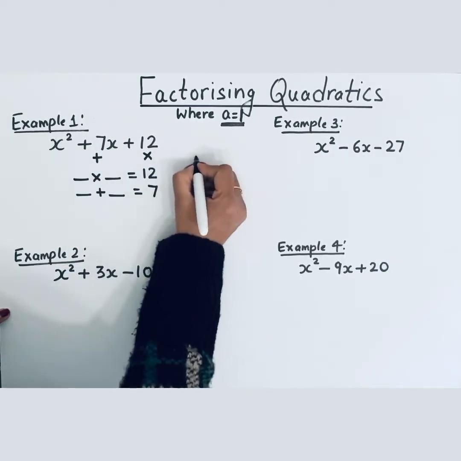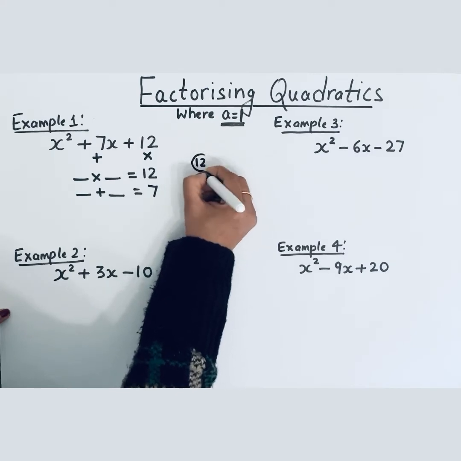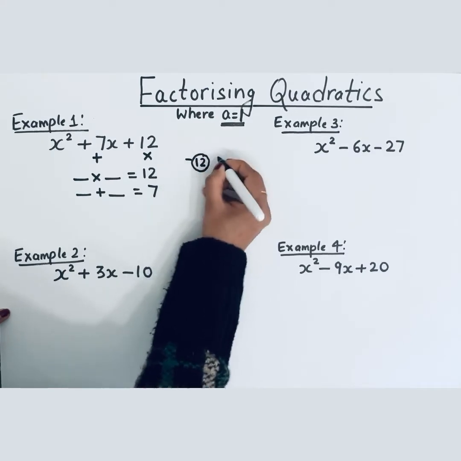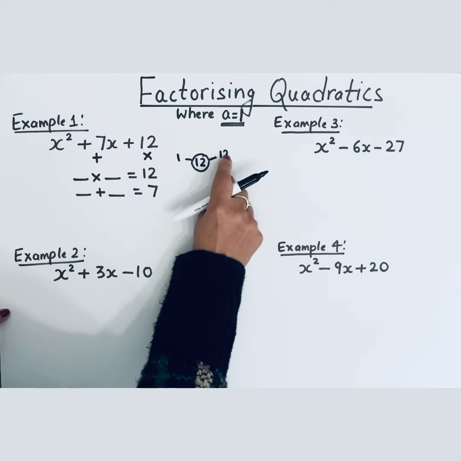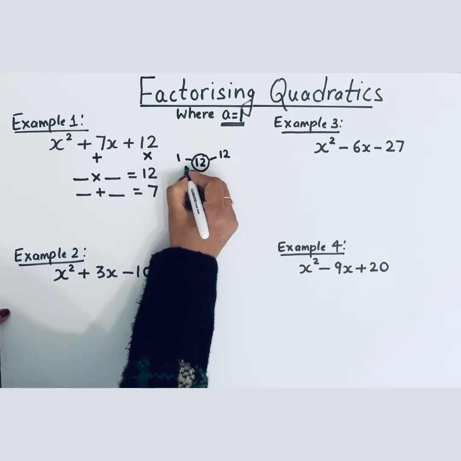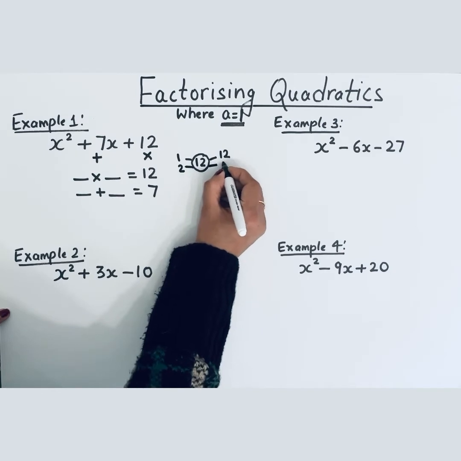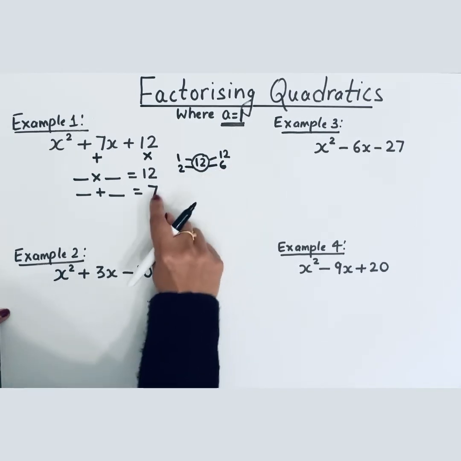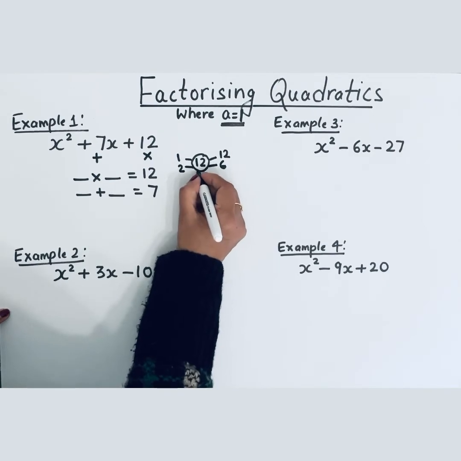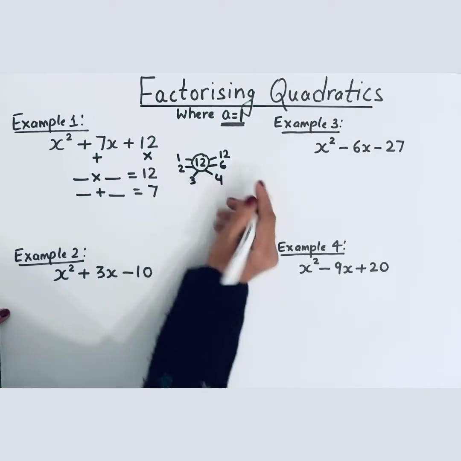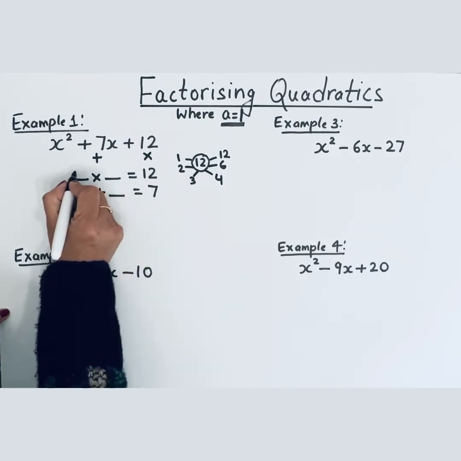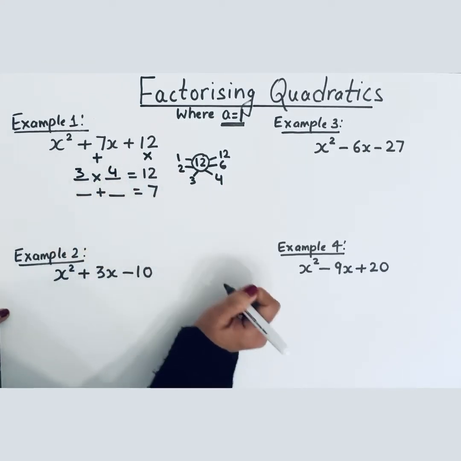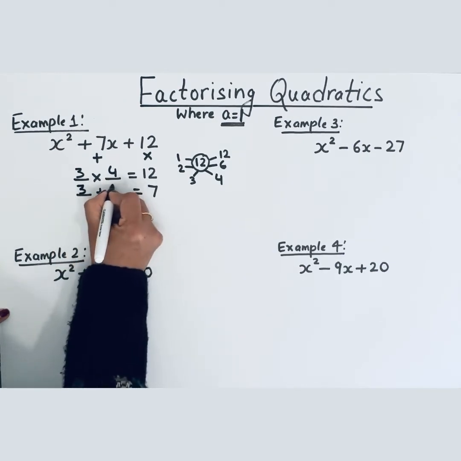Now to help us think of those two numbers, we can draw a spider diagram and think of all the pairs that times to give 12. 1 times 12 gives 12, but the difference is not 7, so that's not our answer. 2 times 6 is 12, but the difference is not 7. 3 times 4, that's 12 as well. The difference is not 7, but when we add them, we get 7. So these are our numbers. So 3 times 4 makes 12, and 3 add 4 makes 7.